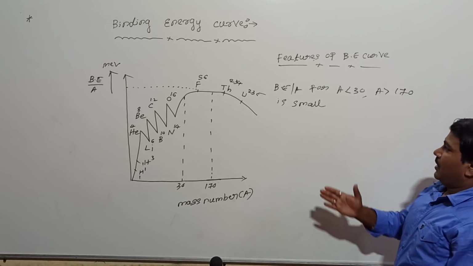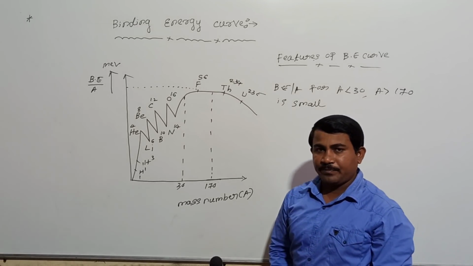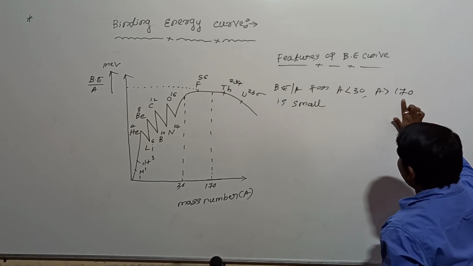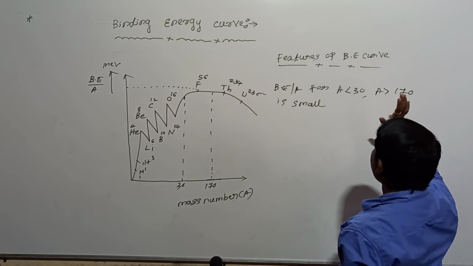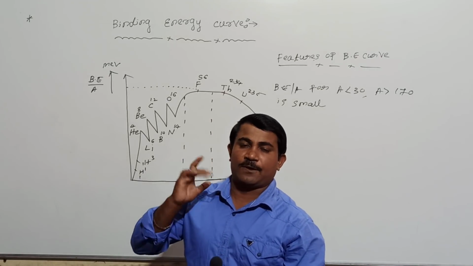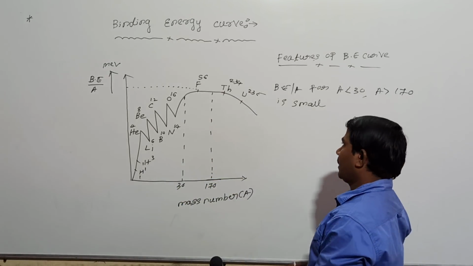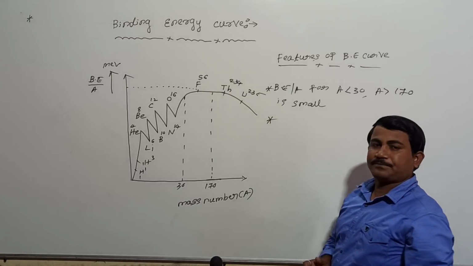I mean, the nuclei whose mass number is less than 30, those are called light nuclei, and the mass number greater than 170, those are called heavy nuclei. For both the light nuclei and heavy nuclei, binding energy per nucleon is very small. This is the first feature. Then what about the second feature of the binding energy curve?